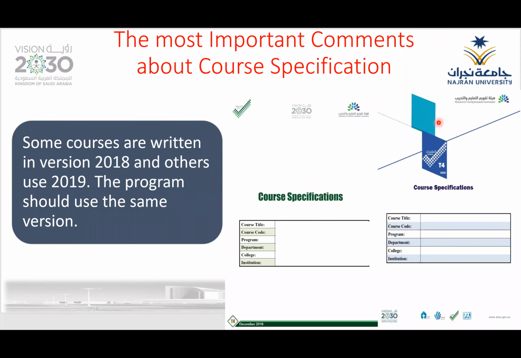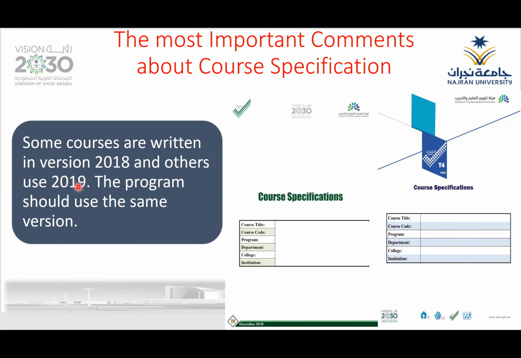Okay, what were their comments? They said, especially this is, I think, just related to CS, because they tried, I think at the end of last semester or before, to update and use the new course specification. They said some courses are written in the version of 2018 and others use 2019.